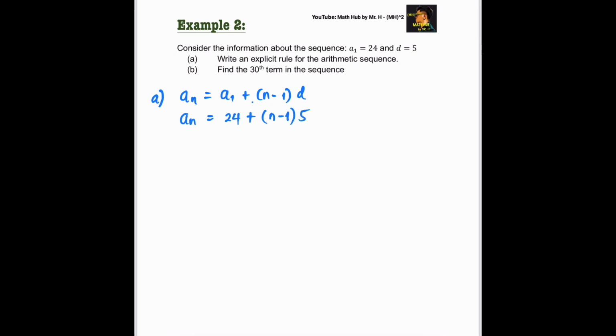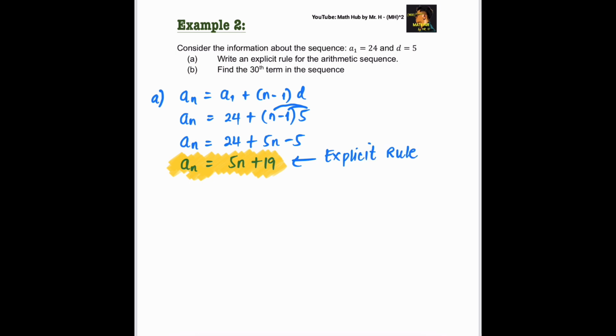And then we simplify the right hand side of the equation. So a sub n equals 24 plus, we distribute 5. 5 times n is 5n. 5 times -1 is -5. And then simplify. So 5n we copy, but 24 minus 5 is 19. All right, and that is the explicit rule or formula. That's a simpler or more straightforward formula.